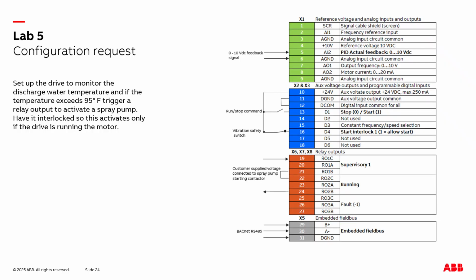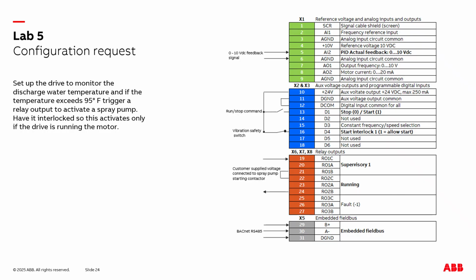All right, you can see the wiring adjustments I made on the right. In the orange terminal blocks, those are the Form C relays. The drive has three Form C relays, and I'm using two of them. The first one I'm going to set up as a supervisory, and we're using the Form A side of both relays. And the second one we're going to set up for running.